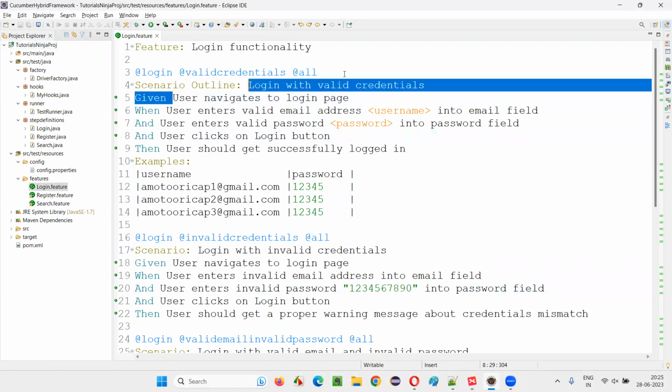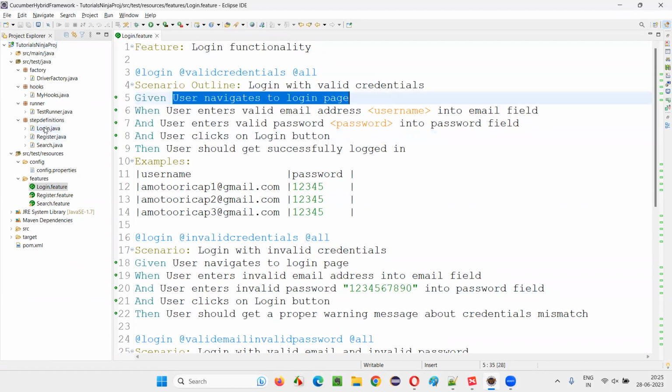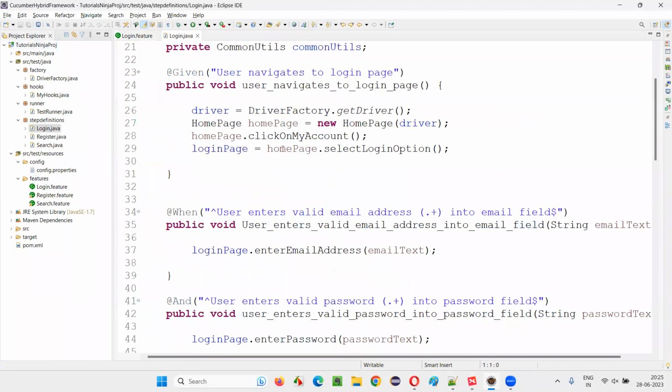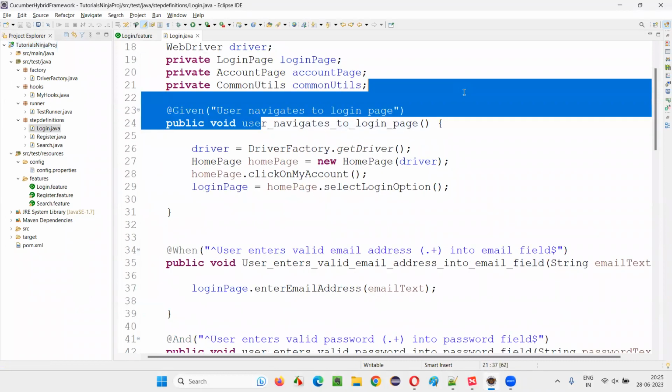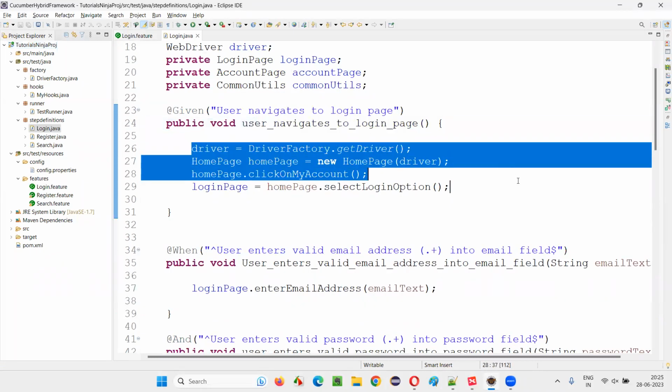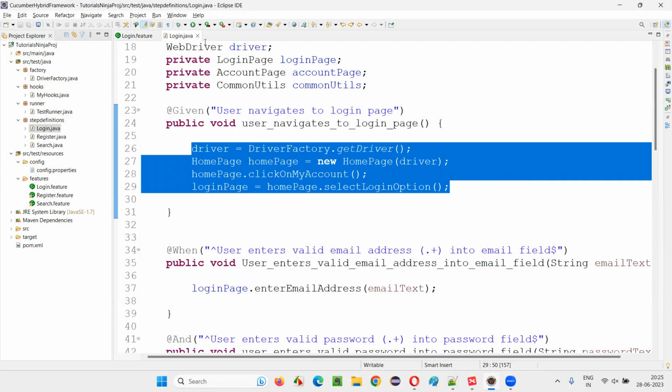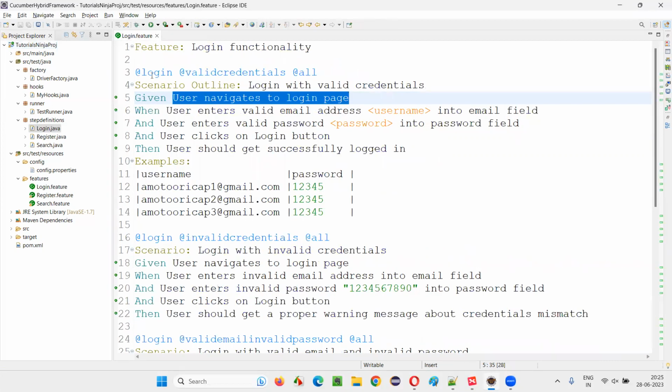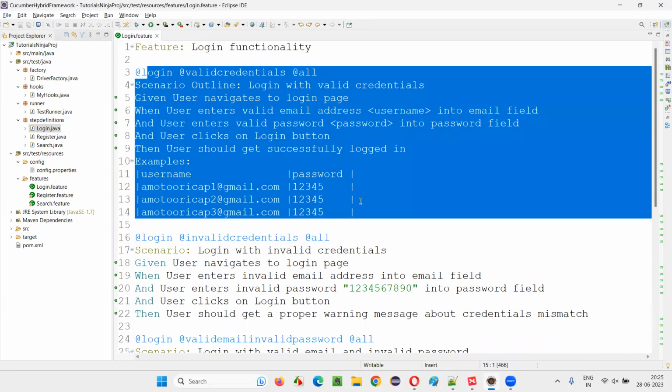And behind these, steps are implemented in the step definition file. For example, user navigates to login page is implemented in the step definition file here, login. You see, user navigates to login page. This is the code. This code business team cannot understand, but it is hidden. What the business team will look into is the Gherkin language.